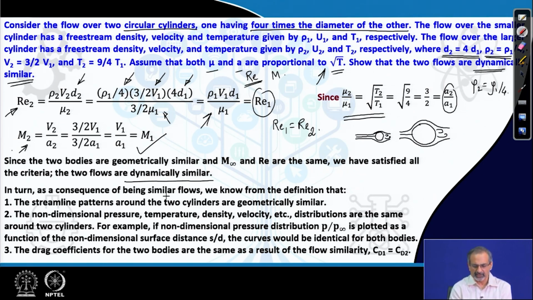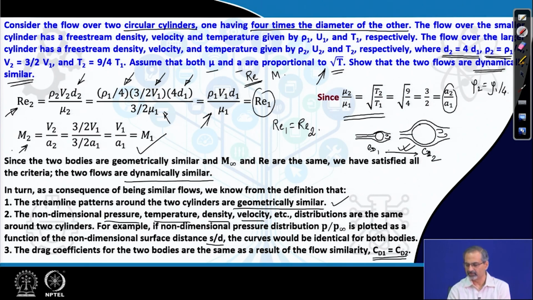So, the consequence of the dynamic similarity is that the streamline patterns are going to be geometrically similar, which we tried demonstrating here. The non-dimensional pressure, temperature, density, velocity, etc., these distributions are the same around the two cylinders. That means, if you plot pressure, for example, as a function of non-dimensional surface distance S by d, the curves would be identical for both the bodies. Similarly, the drag coefficients for the two bodies are going to be identical. That means, Cd 1 is going to be equal to Cd 2.